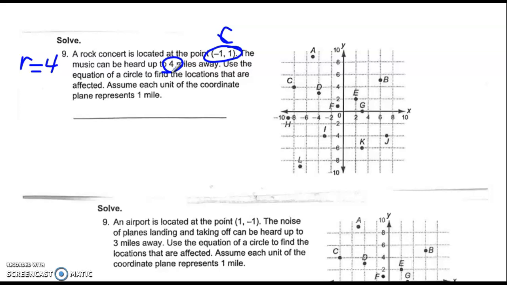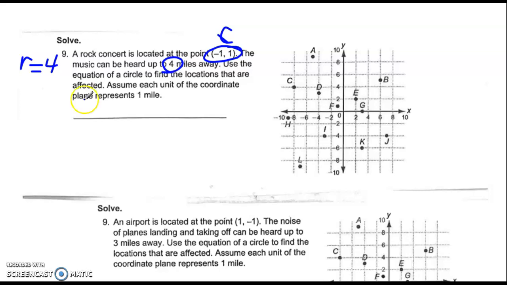Because it says it can affect up to 4 miles away. So if you're 1 mile away, will you be able to hear it? Yeah. 2, 3, yeah. At 5 miles, will you be able to hear it? No. So we're talking about everything that's 4 miles or less away will be able to hear that. So not a big change in our equation.